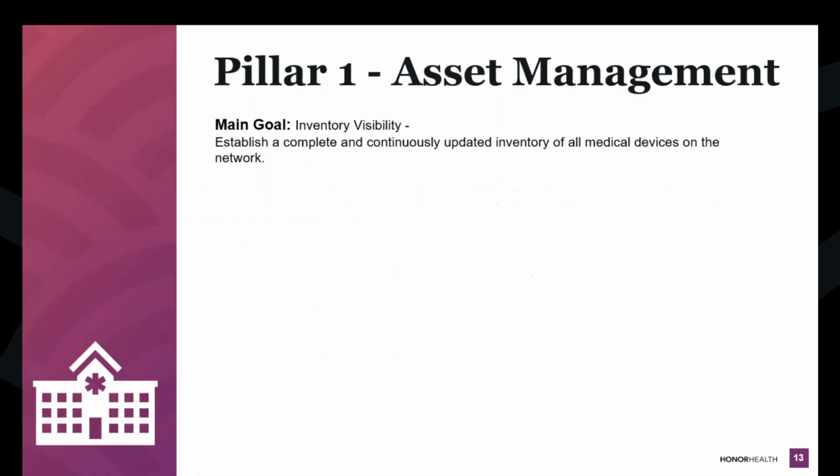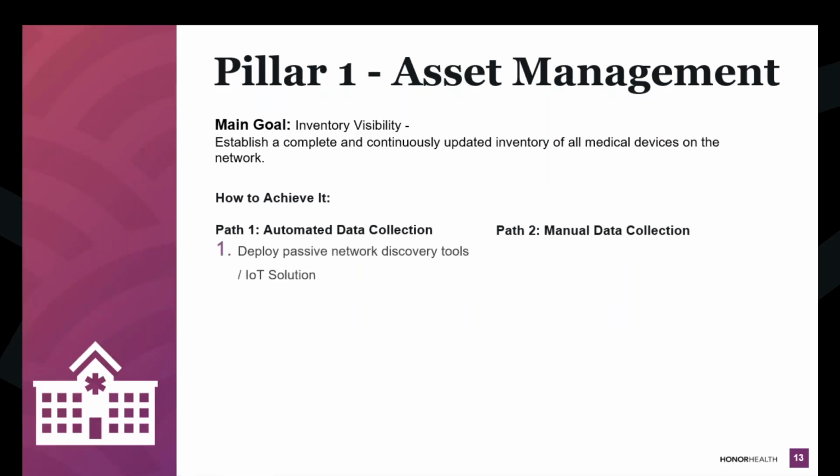Okay, pillar 1, asset management. We're going to go into it. Asset management is really about inventory visibility. What do you have, especially connected to your network, as far as assets? How do you achieve it, right? How do you find out what's connected to your network? So you have 2 paths. You have the automated data collection and you have the manual data collection.